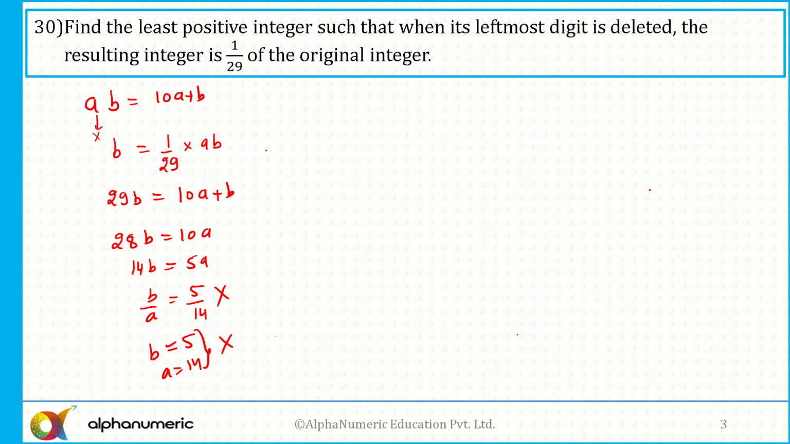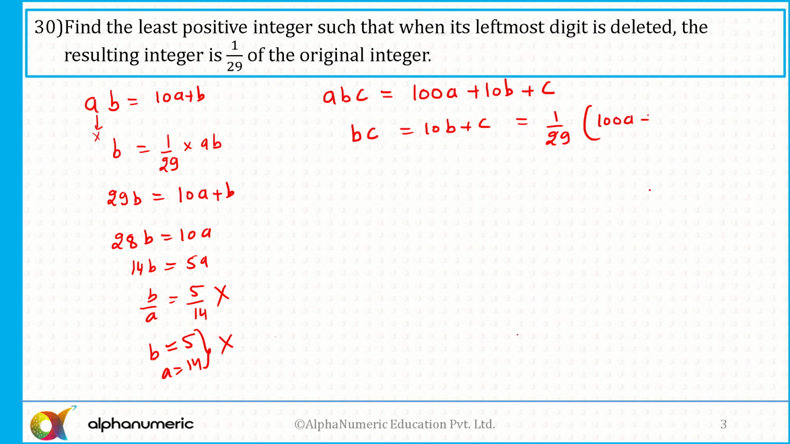Now, let's say it is a 3-digit number ABC. We can say this is in the form of 100A plus 10B plus C. Now, if the leftmost digit is deleted, what will I get here? The number BC, which is 10B plus C. And it says it is 1/29th of the original integer. So 10B plus C is equal to 1/29 times the original integer, which is 100A plus 10B plus C.